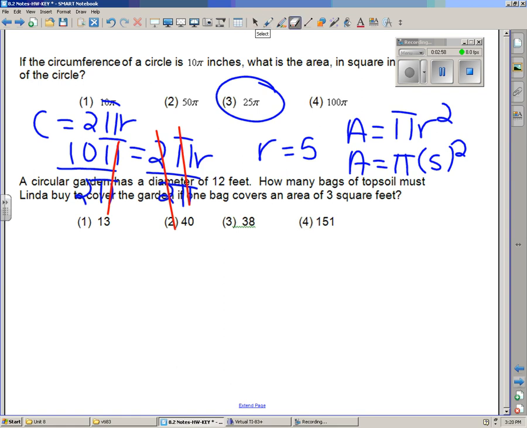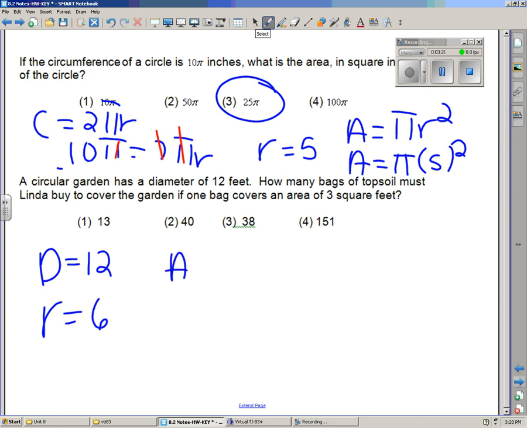It talks about a circular garden that has a diameter of 12 feet. How many bags of topsoil must Linda buy to cover the garden if one bag covers an area of 3 square feet? Let's see what we need in terms of the area. The diameter we know is 12 feet. If we want to find the area, we've got to find the radius, so the radius is just half of that. The area of any circle is pi r squared, so the area becomes 36 pi, right? Radius is 6. Once we've got 36 pi, we can multiply this out by pi and then divide that by 3, since one bag covers an area of 3 square feet.